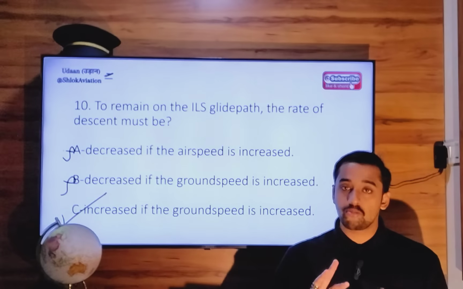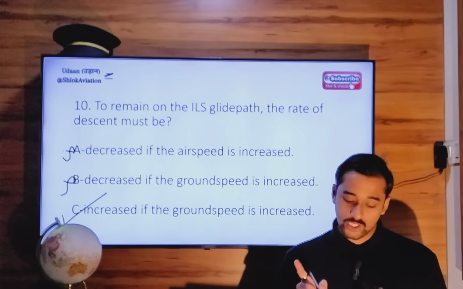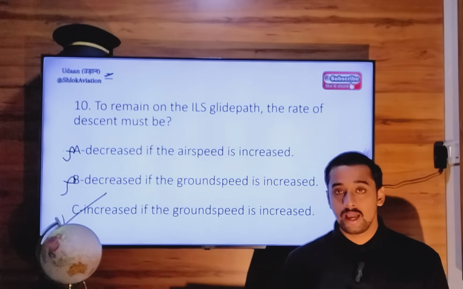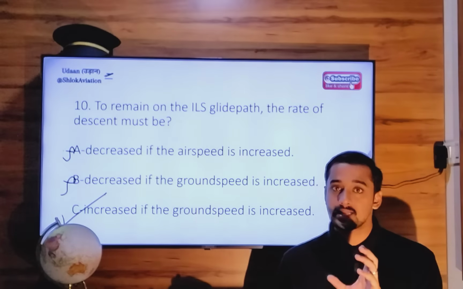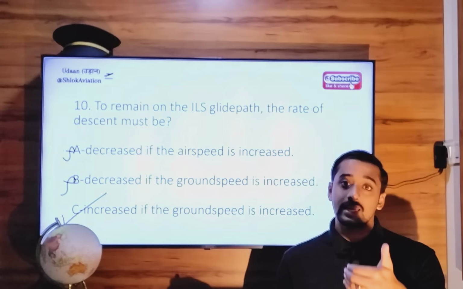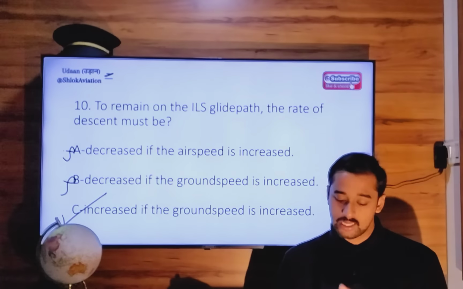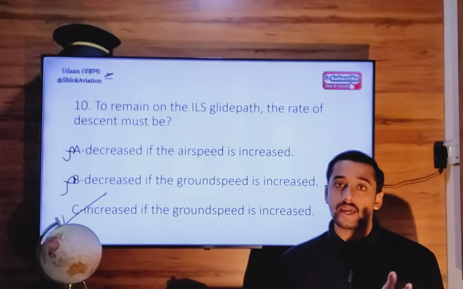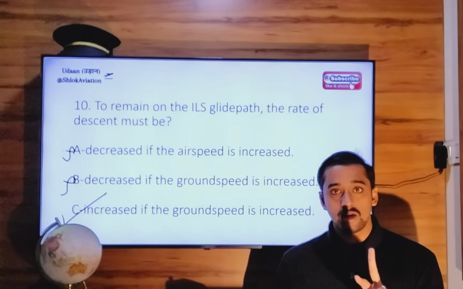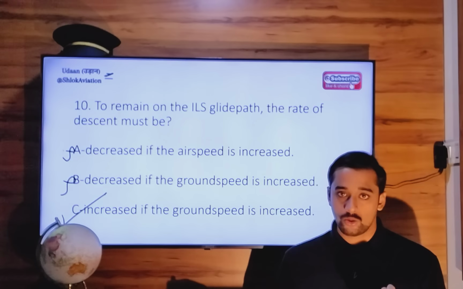So this question is opposite to question number 8. In question number 8, we checked headwind. What happens in headwind? The pilot must decrease his rate of descent. Now, in this case, when your ground speed increases, let's say because of a tailwind, you will increase your rate of descent. You will do the reverse of what you did in headwind situation.